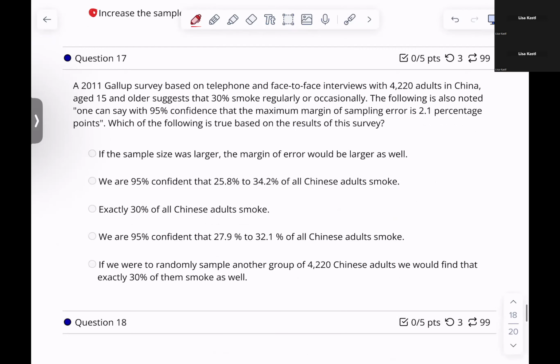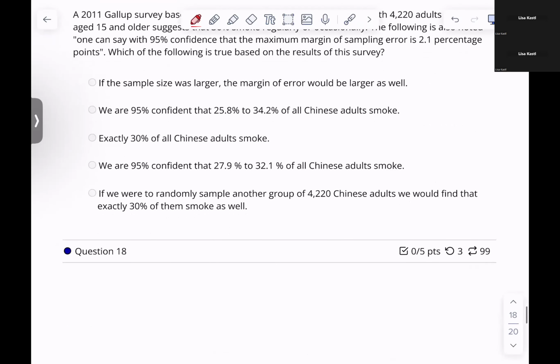A 2011 Gallup survey based on telephone and face-to-face interviews with 4,220 adults in China, age 15 and older, suggests that 30% smoke regularly or occasionally. That's disturbing. The following is also noted. One can say with 95% confidence that the maximum margin of sampling error is 2.1%. Which of the following is true based on the results? If the sample size was larger, the margin of error would be larger. Nope.